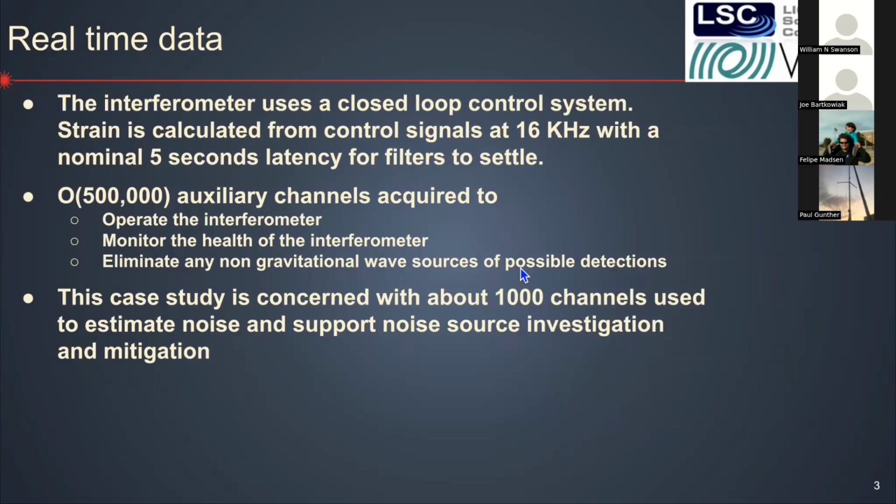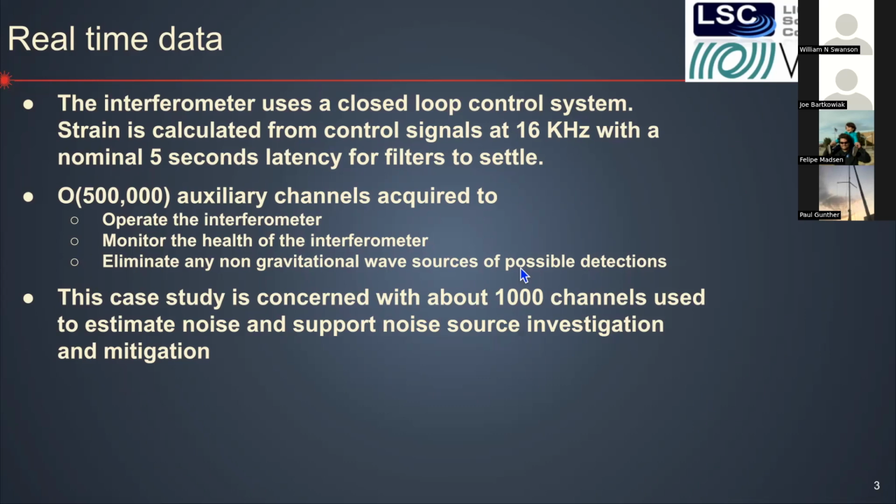The interferometer uses a closed loop control system, and strain is calculated from the control signals at 16 kilohertz with a nominal 5-second latency for the filters to settle. So that gives us one channel. There are on the order of 500,000 auxiliary channels that we acquire or calculate in real time at the observatories, and they are used to operate the interferometer and monitor its health. A big part of our whole job is to eliminate all of the other possible sources of strain channel artifacts that are not due to gravitational waves.